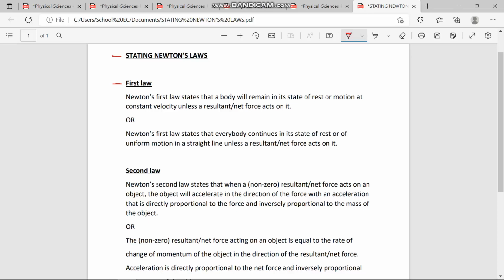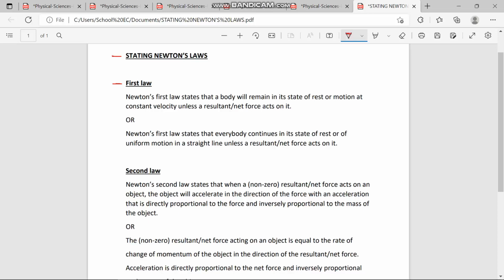Let's start with Newton's first law. If they say state Newton's first law, please say: Newton's first law states that a body will remain in its state of rest or motion at a constant velocity unless a resultant or a net force acts on it. Or we can say, Newton's first law states that every body continues in its state of rest or of uniform motion in a straight line unless a resultant force or a net force acts on it.